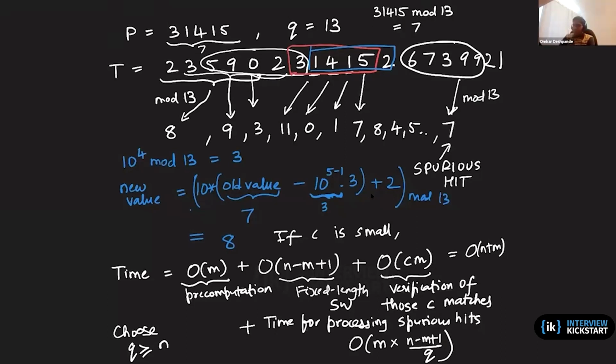So that's how our algorithm would work, in expected linear time. And this algorithm is known as the Rabin Karp algorithm.